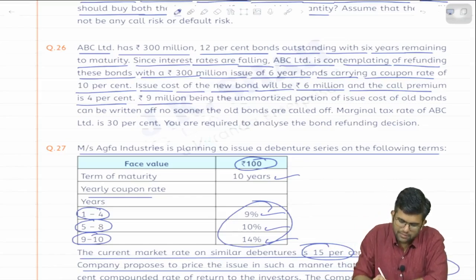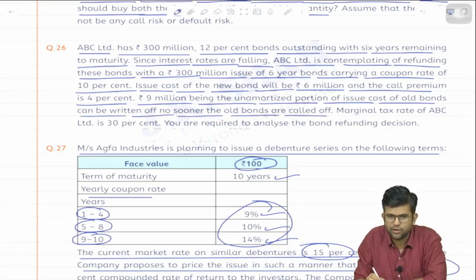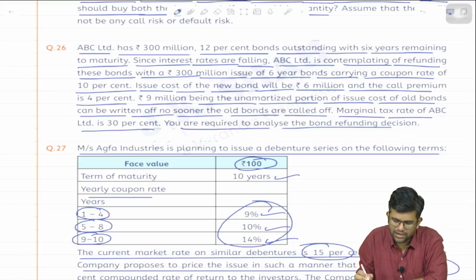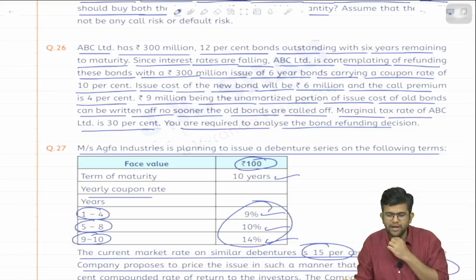Now, 9 million being the unamortized portion of issue cost of old bonds can be written off no sooner the old bonds are called off. Ignore this line right now, you will not understand. You will understand maybe 10 minutes from here, okay? Marginal tax rate is 30%. You are required to analyze the bond refunding decision.